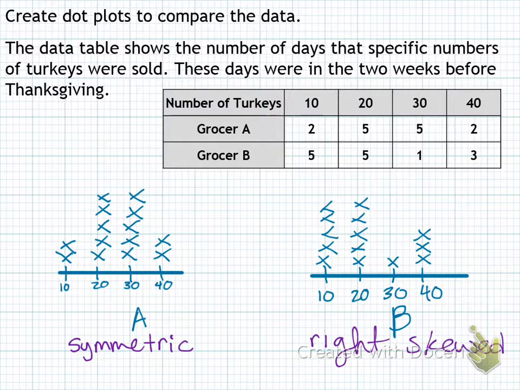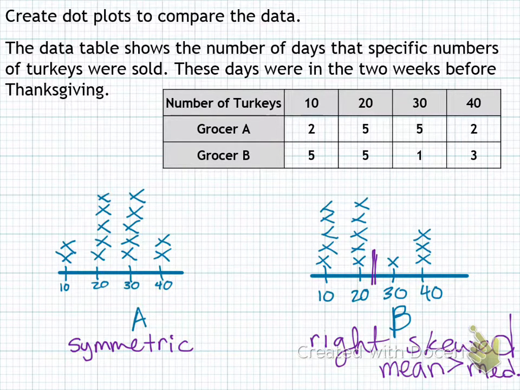Over here though, for company B, their graph kind of looks like this. So it's more right skewed. So that means, remember from our definitions, that also tells us that the mean is greater than the median. So the mean is over to the right. So the mean is going to be somewhere in here.